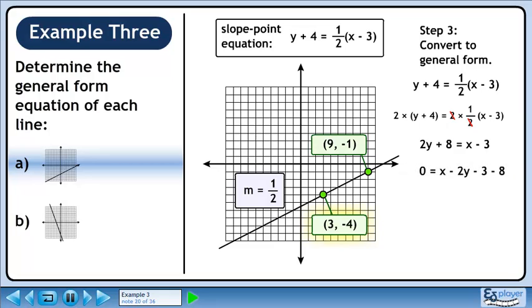Bring all terms to the right side. Simplify to get 0 equals x minus 2y minus 11. We usually write general form equations with 0 on the right side, so flip the equation around to get the final answer, x minus 2y minus 11 equals 0.